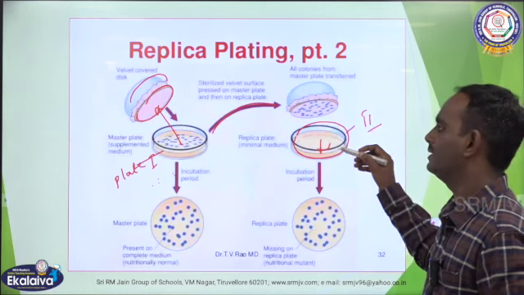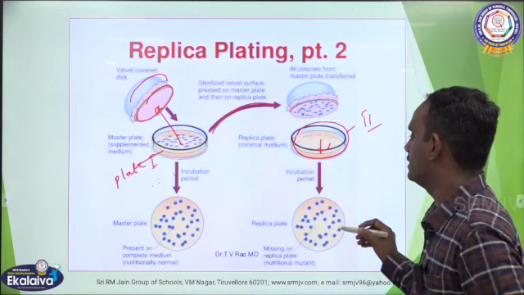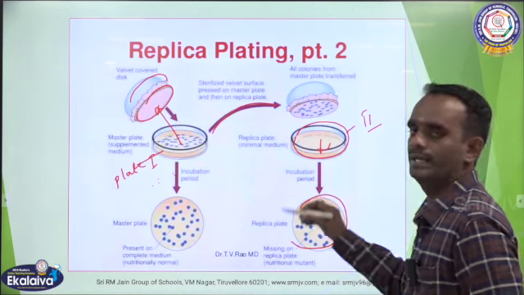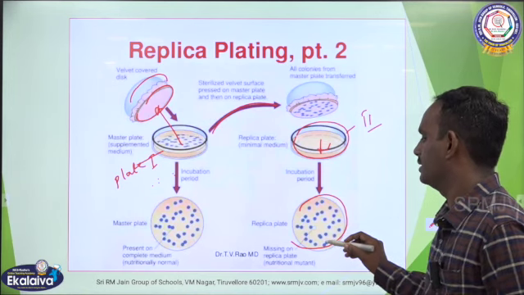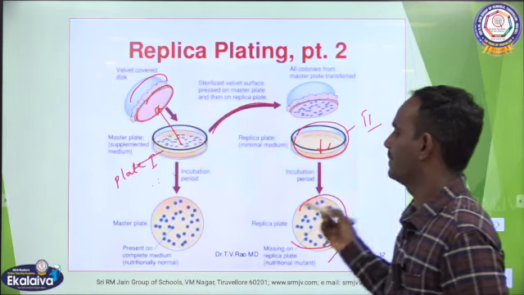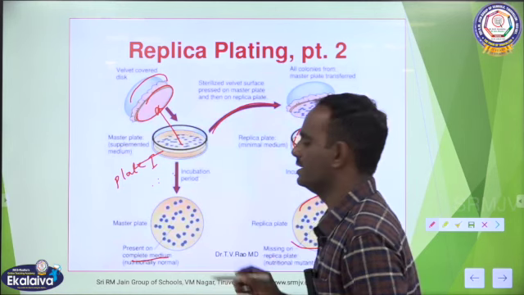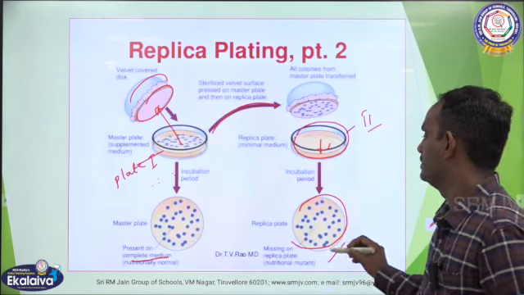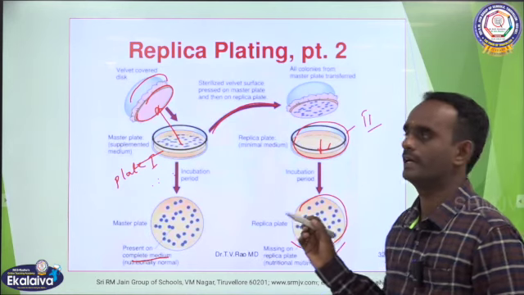So, the replica plate has minimal medium with an incubation period. See the replica plate here, the missing colony on the replica plate indicates a nutritional mutant. Here is the incubation of the master plate on complete medium. Here some are missing in the second one, replica plate 2. Okay.